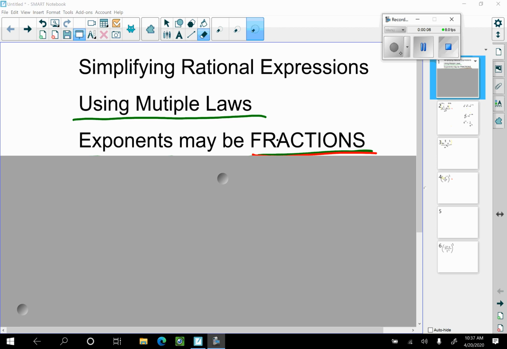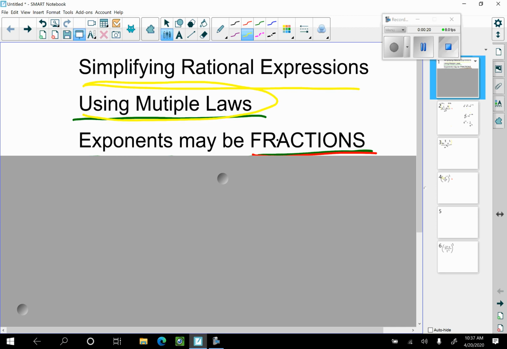Mr. Strassel here. Today this will be somewhat of a complicated video. You might have to watch this a couple times. What we're going to do today is simplify rational expressions using multiple laws at one time. We did some of these last week, and the key here is that the exponents might be fractions, and that always makes things a little bit awkward. It makes things a little bit difficult.